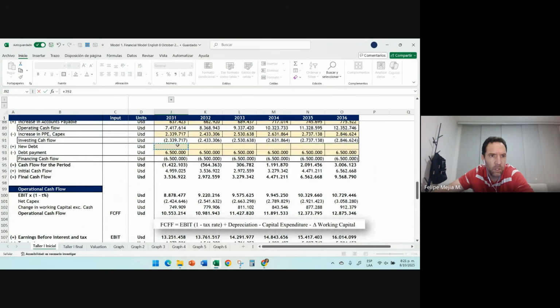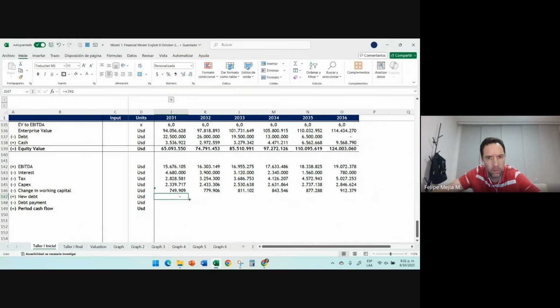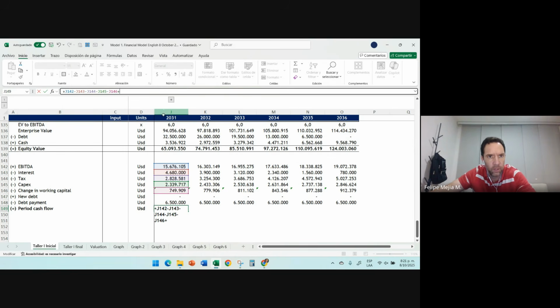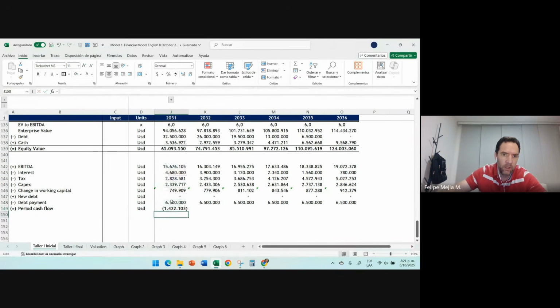And now the new debt and debt payment. So if I'm lucky enough, we should get the same change in cash as we have in the income statement. No, I'm sorry, in the statement of cash flow. Still getting used to the names. Let me just subtract this and change this. This is positive, and this is negative. And this is from EBITDA to cash flow.